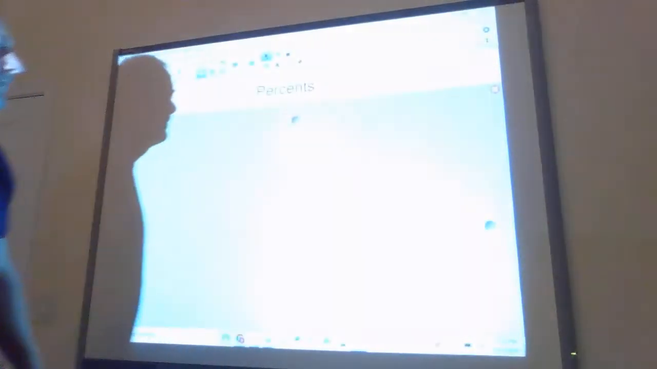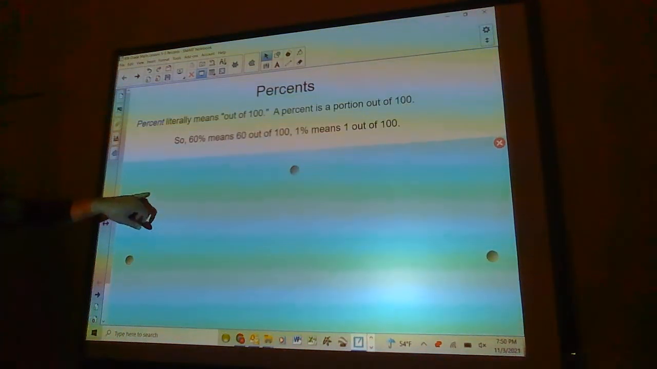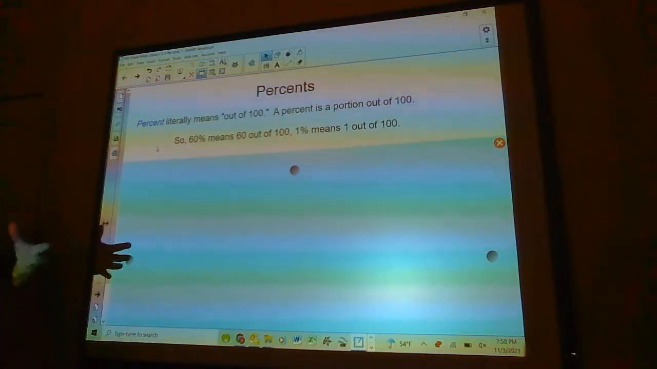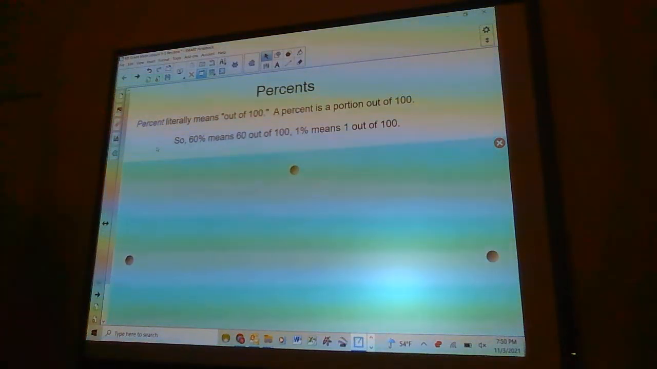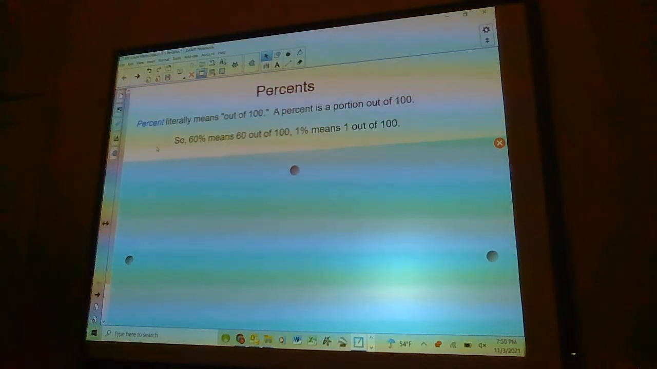Hello everybody, today we are going to talk about percents. Percent literally means out of 100. So a percent is a portion out of 100. When you talk about 60%, that means 60 out of 100. 1% means 1 out of 100.